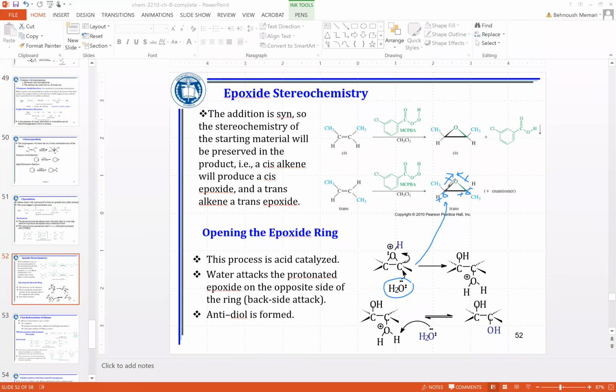Why does the ring need to open after you bring a nucleophile? Because the carbon here already has 4 bonds, right? You have 1 to CH3, 1 to hydrogen, 1 to oxygen, and 1 to the other carbon. You cannot force carbon to have a 5th bond. So as soon as you bring a nucleophile to form a bond with the carbon, because it has a partially positive charge, the ring is going to open. The ring will open, and then you can protonate the oxygen, and you have an OH.